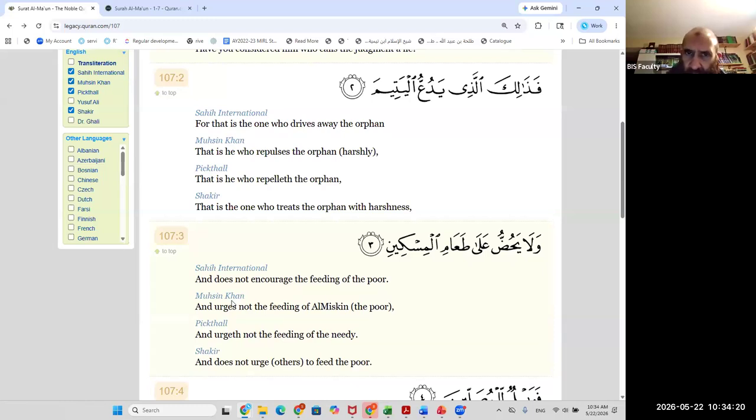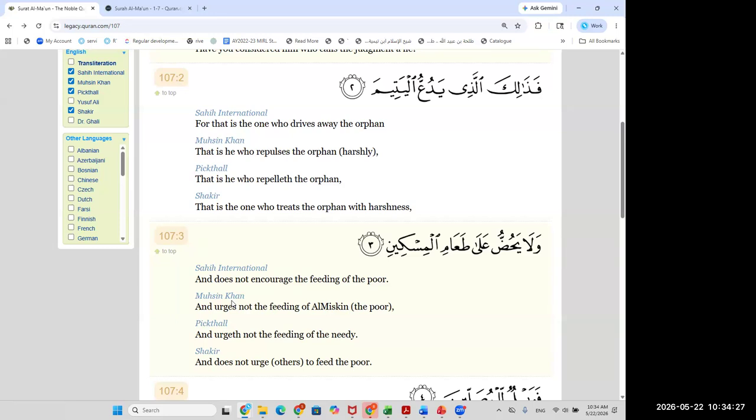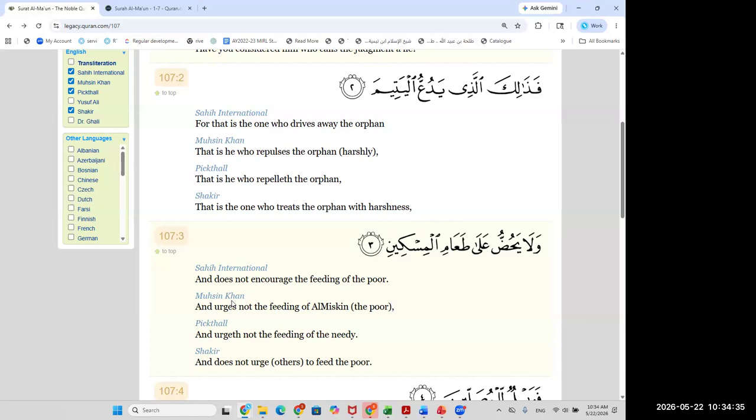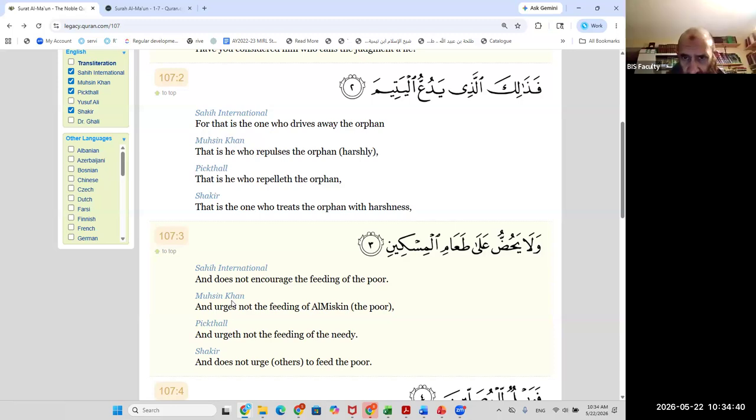Yatim. Is this a tafsir point that would be more appropriate instead of just the translator? It's definitely a tafsir decision.